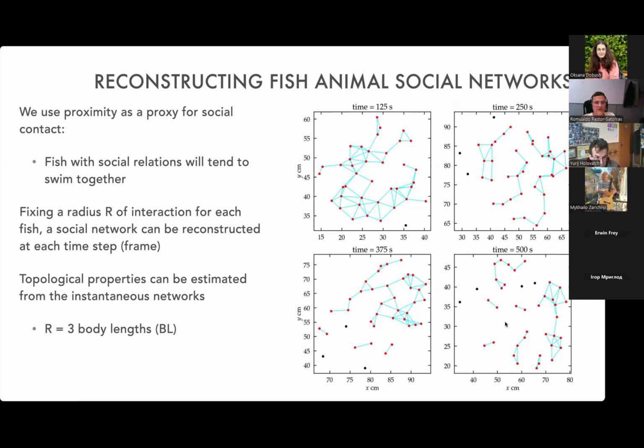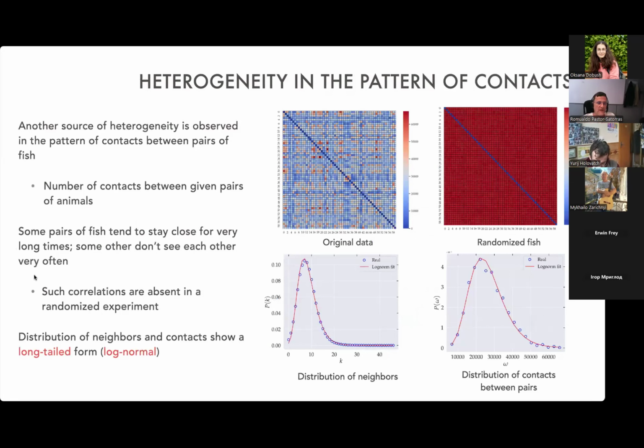You can collect these networks and somehow integrate them, and then compute this degree distribution of neighbors, and you see that it's actually long-tailed. This is a fit to a log normal distribution, which is something that decays slower than exponential or Gaussian.